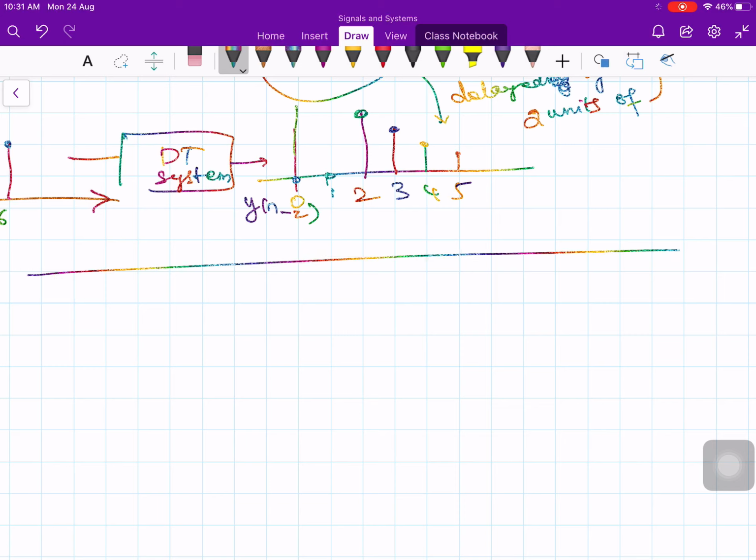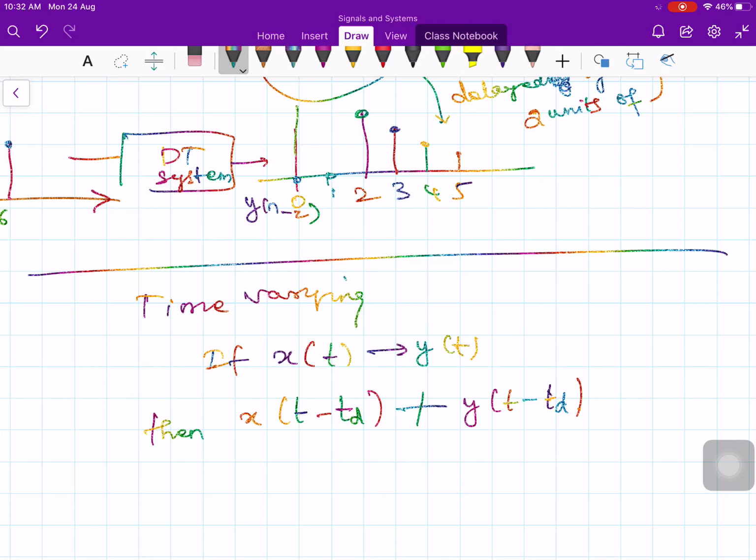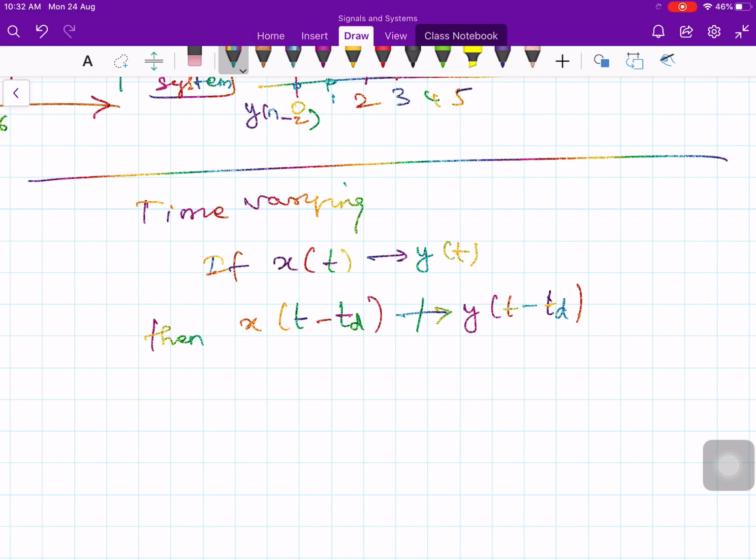Then for time varying system, as I said, for continuous time, a time varying system cannot have this kind of property. For a time varying system, if x of t gives rise to y of t, then x of t minus td, the delayed version, will not necessarily give rise to y of t minus td. So, you cannot say anything about it unless you know the actual behavior of the system with respect to time. You should know the behavior of the system at that particular time, because it is changing from time to time.